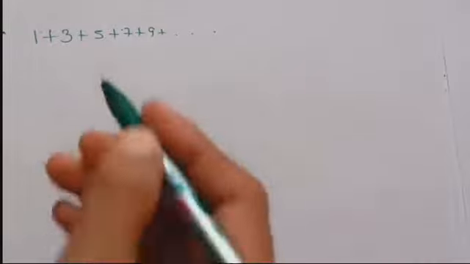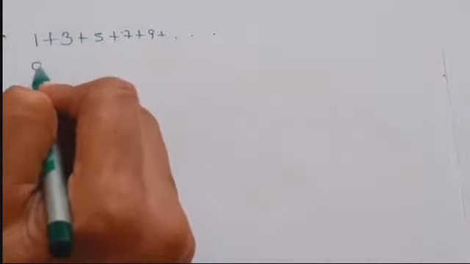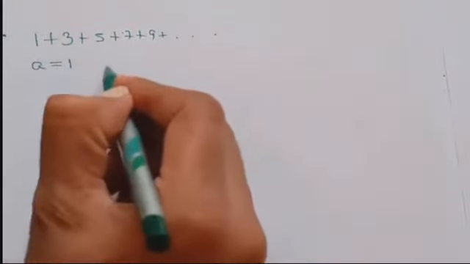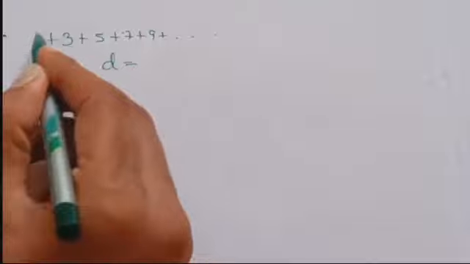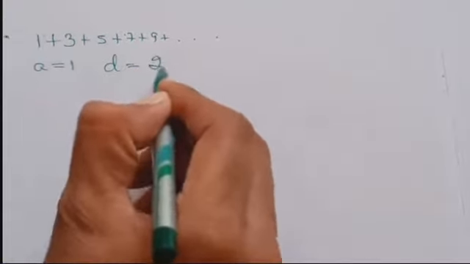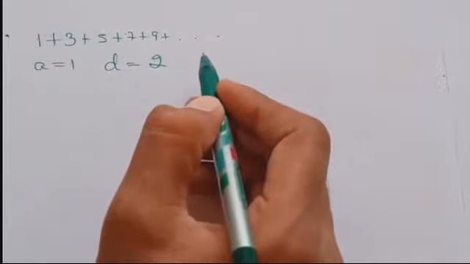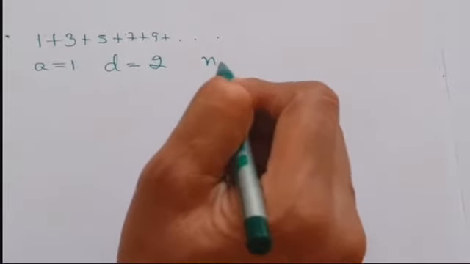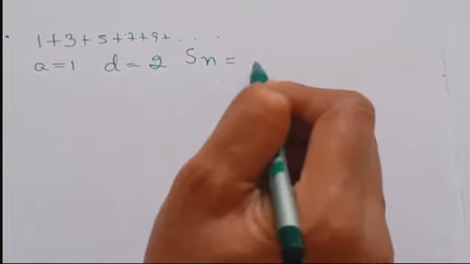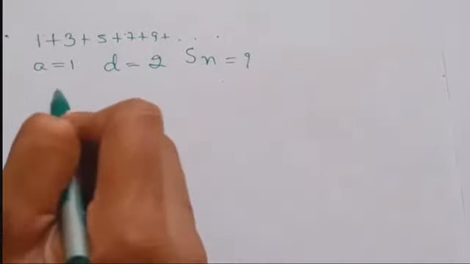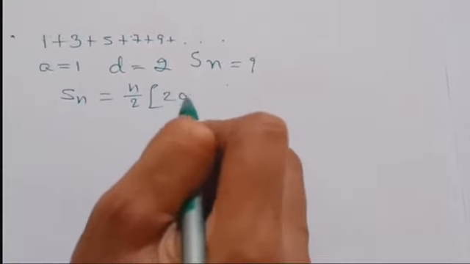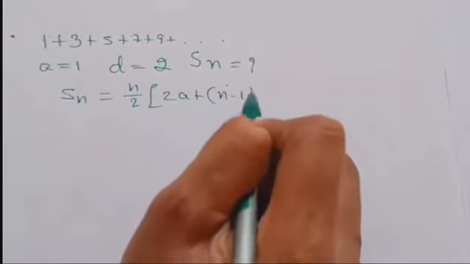Now, the value of a will be the first term, 1, and what is the common difference? A2 minus A1, 3 minus 1, 5 minus 3. So the common difference will be 2. What you need to find is the sum of the n terms, so you need to find Sn equals question mark. So let me write the formula: Sn equals n by 2 into 2a plus n minus 1 into d.